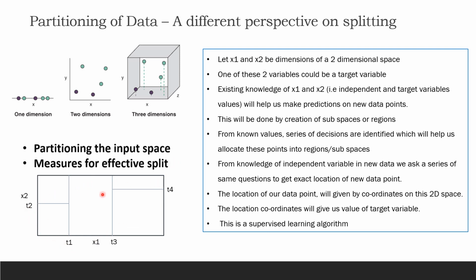Now, having knowledge of T1, T2, T3 and T4, if we have a certain value of the x2 dimension, this algorithm will try to pinpoint that point in this input space. This is what we're trying to do. Just stay with me, this will get clear in the next slide also. So from the known values, a series of decisions is identified, which will help us allocate these points into regions or subspaces.